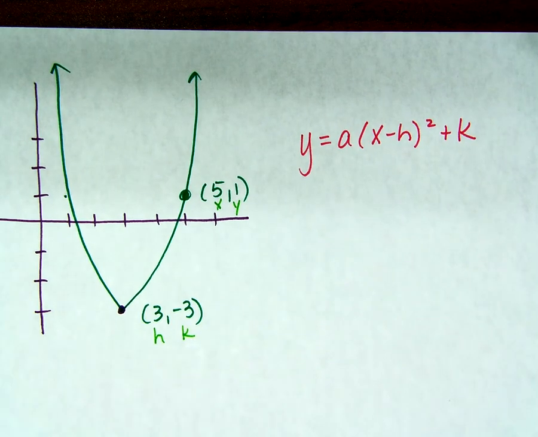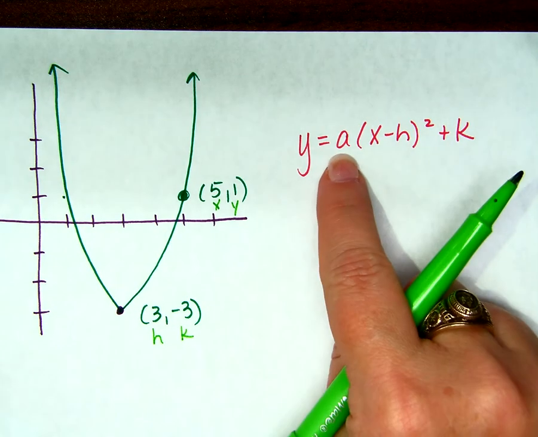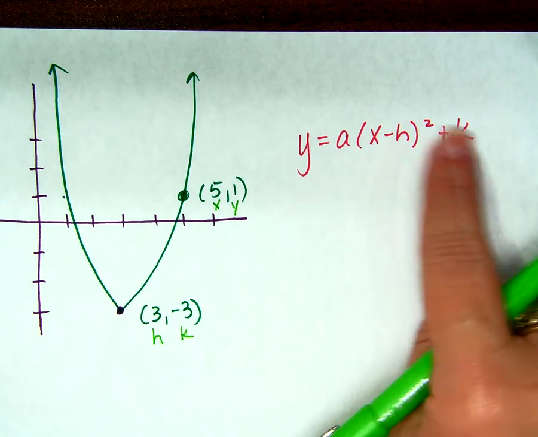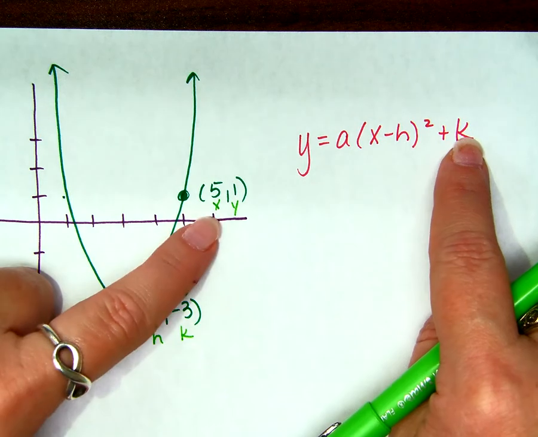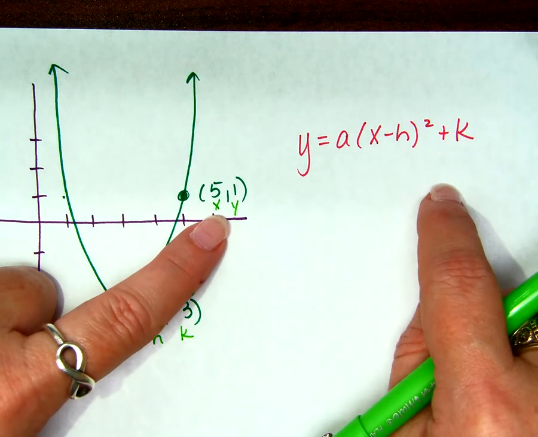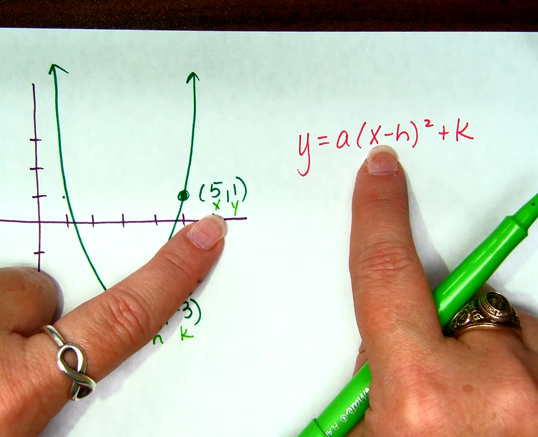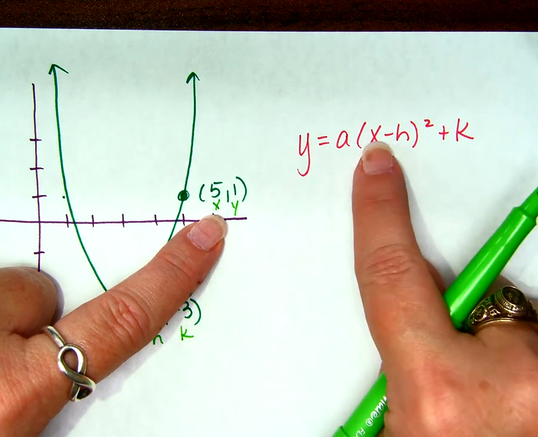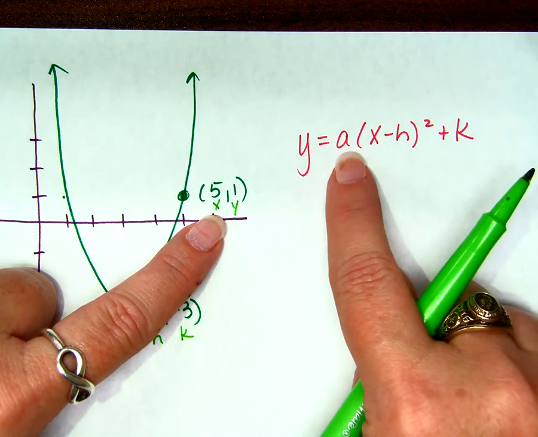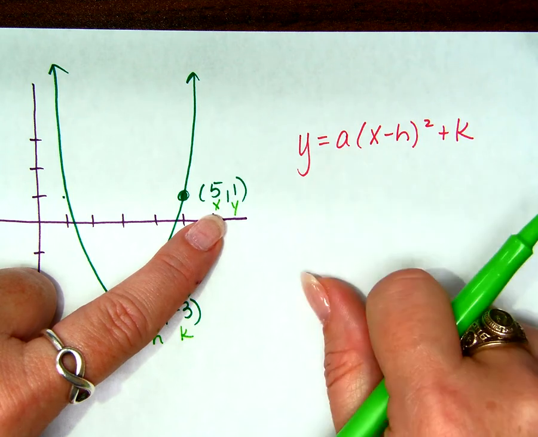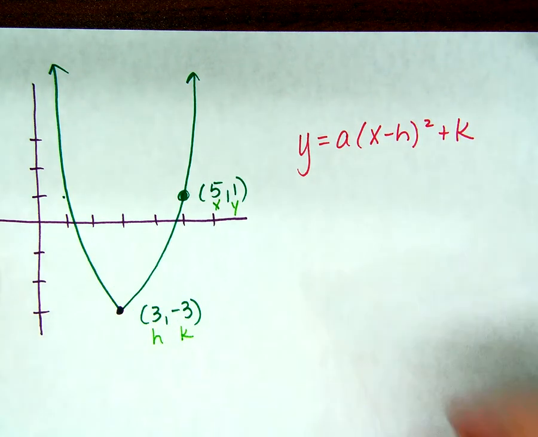Guys, do we typically substitute stuff for x and y? We typically don't. But this is one of the situations where we want to, because we really need to find a. And we know h and k, but we're also given another point that the parabola passes through that I can substitute in for x and y. And if I know y and x and h and k, isn't that enough to be able to find a? Well, it is.